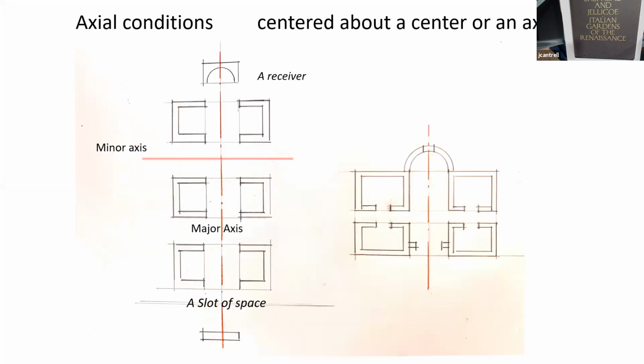Okay, let's look at the first one, axial condition. I think most of you have seen that classical architecture is primarily symmetrical and organized around a center, in other words, a central axis.